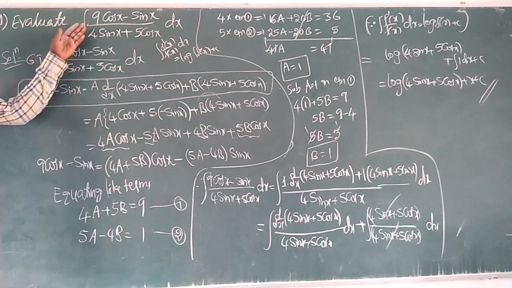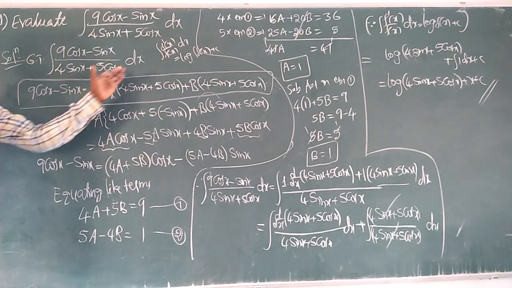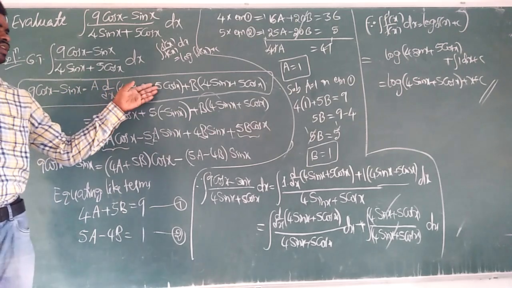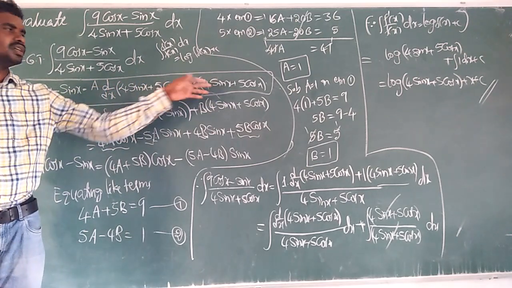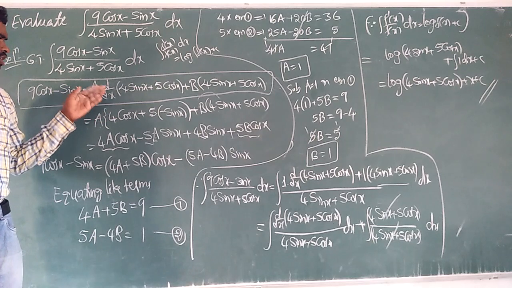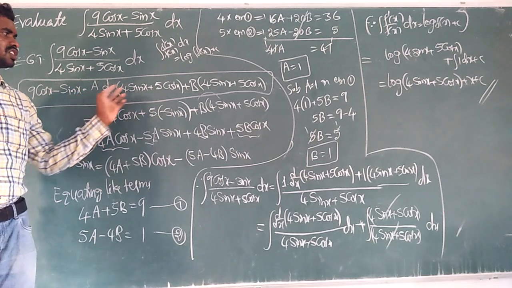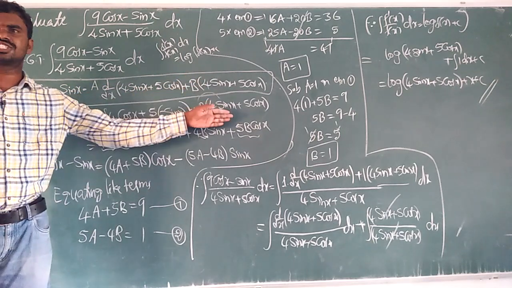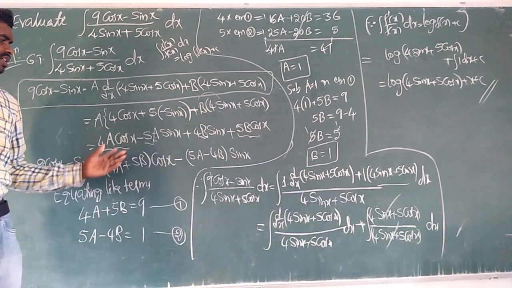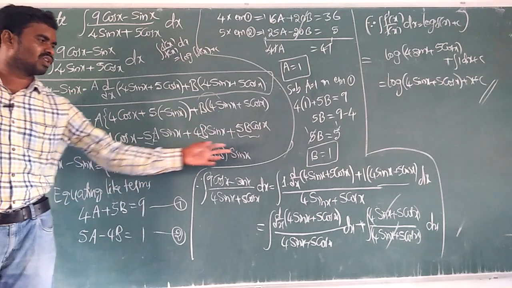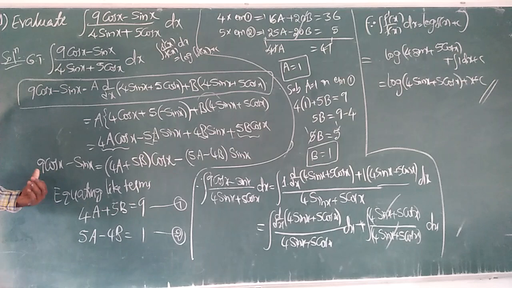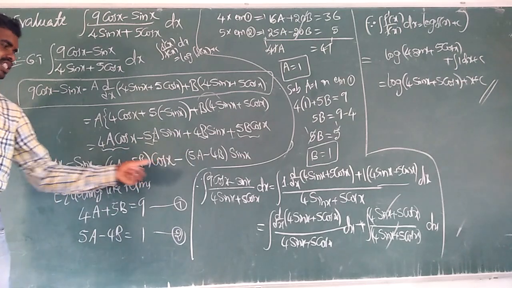Okay, first take the problem. Numerator is fitted into a into d by dx of denominator plus b into denominator, and simplify these terms. Derivative of sin means what? Derivative of cos means what? And this one as it is written. And simplifying, what are the cos x coefficients, what are the sin x coefficients, and equating both sides.